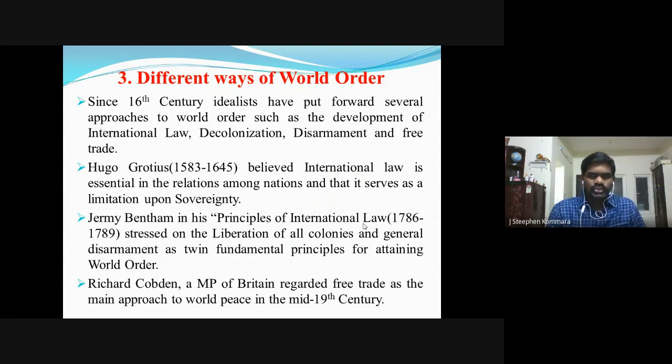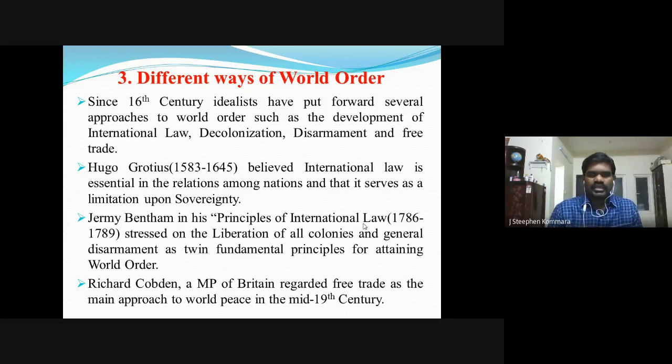So according to Hugo Grotius, international law is essential in the relations among nations. దేశాల మధ్య ఒక అంతర్జాతీయ న్యాయం అనేది అత్యవసరం అని చెప్పారు. అందుకే it serves as a limitation on sovereignty. సో ఎవరి సార్వభౌమాధికారాన్ని ధిక్కరించి మరొక దేశం యొక్క సార్వభౌమాధికారాన్ని కాదనేటువంటి పరిస్థితి మరో దేశానికి ఉండకూడదు. To respect each other, to honor their sovereignty. So that is the aspect.